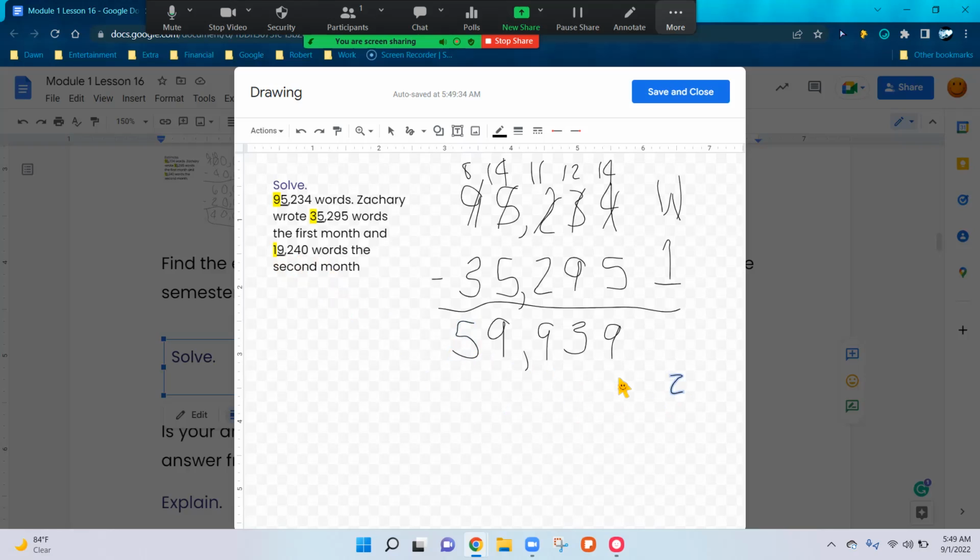So again, I always start off on the 1s column, which is a 0. The 10s column has a 4. The 100s column has a 2, you guys. The 1000s column has a 9. And the 10,000s column has a 1. So I'm going to go ahead and subtract. And this is going to give us the rest of the semester.